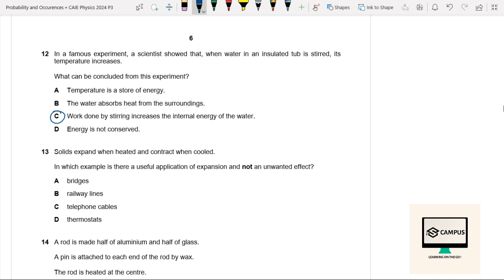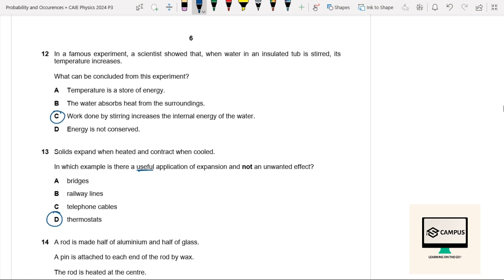Solids expand when heated and contract when cooled. In which example is there a useful application and not an unwanted effect? Bridges, railway lines. Well, they do expand. Bridges do expand. Railway lines do expand in the summer season, but that's an unwanted effect. There are compensations for that. So the useful effect is these thermostats. Thermostats are used to measure the temperature, and when they expand or contract depending upon the temperature, the resistance changes, and that's how we find out what the temperature is. That's a good and useful application.